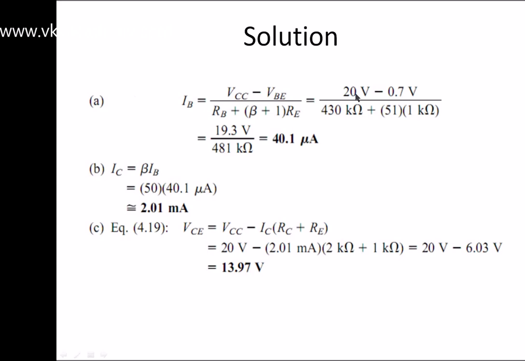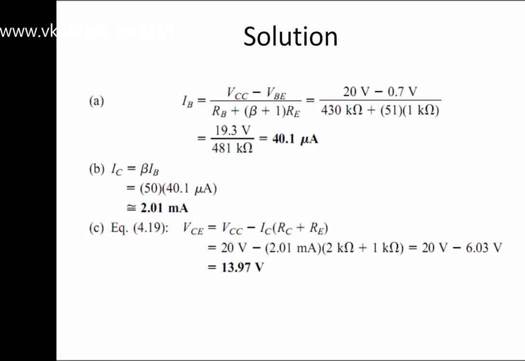So put the value. The supply voltage is 20 volt. 0.7 volt is VB voltage because the transistor is of silicon type. By default we are taking it, and the base current is 40.1 microampere. Now again IC current is equal to beta times IB, which is a generalized formula, and IC current is 2.01 milliampere, which is equal to IE current also because IC current is nearly equal to IE current.